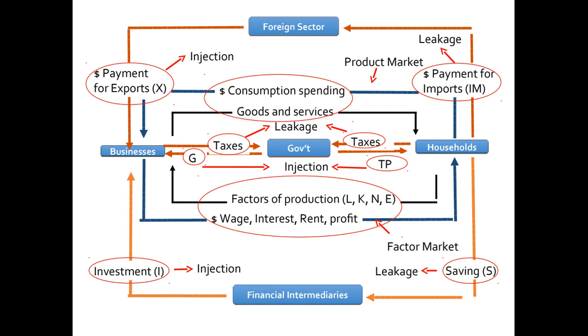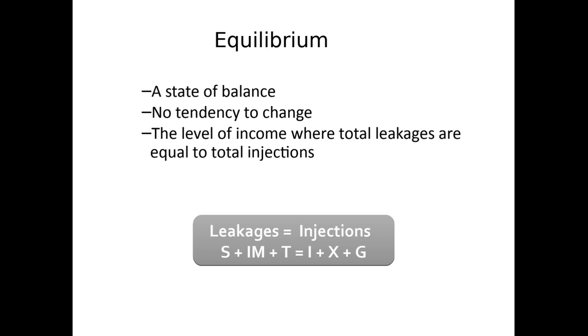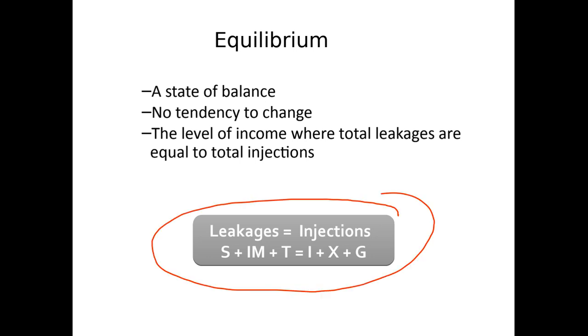So this is the definition of equilibrium: a stable state of balance, that is, no tendency to change. So you can see that if the economy is in equilibrium, then you must have this identity. That is not identity, it's equality, because they may be different. Identity means they are always equal.